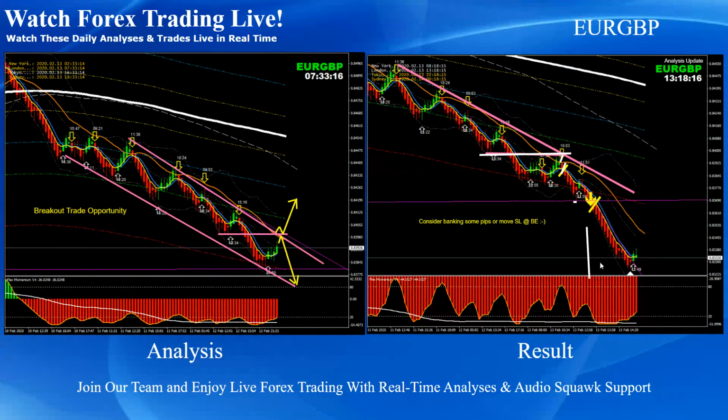commentary. We can see today we have seen very strong bearish momentum on euro. As you can see, beautiful pullback short trades on euro pound.